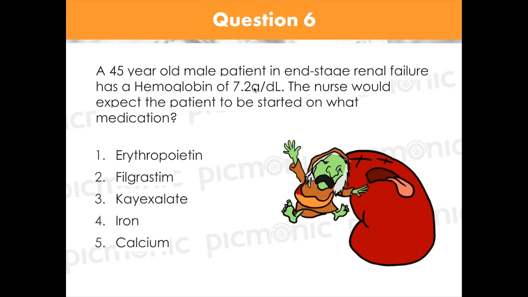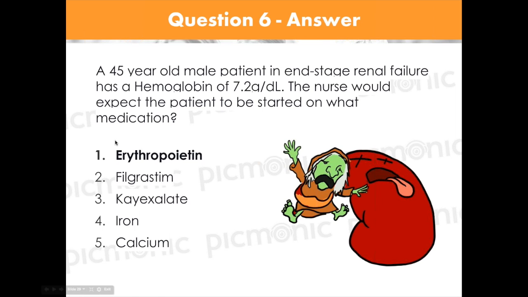So do we give him iron because he has a hemoglobin of 7.2? No, that's really low. That's a serious problem. Yes, we could give him a blood transfusion, but that's not an option. There's no answer for that, and I'm adding that, right? This patient isn't in acute distress. So what do I give a patient in end-stage renal failure? I give a patient in end-stage renal failure erythropoietin.